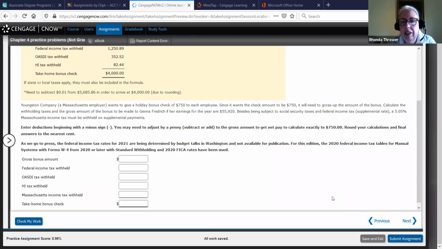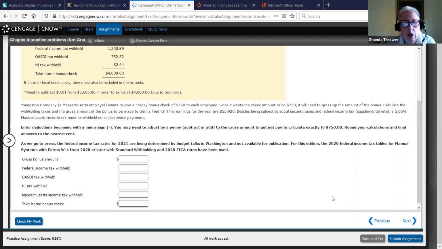Also, you may need to adjust by a penny, either subtract or add a penny to the gross amount to get the net pay to calculate exactly to $750. So there might be some rounding errors that are part of this.